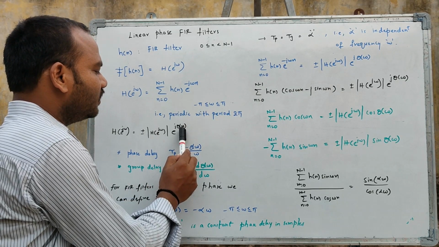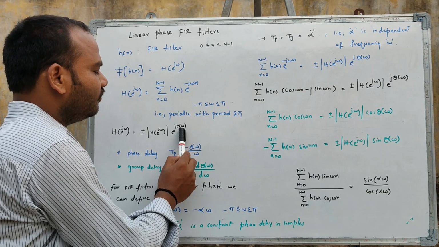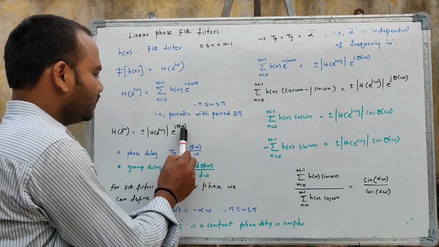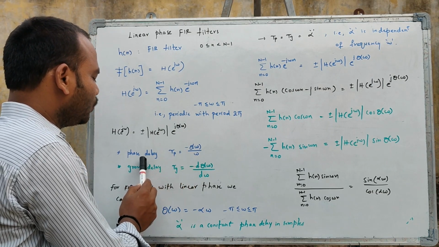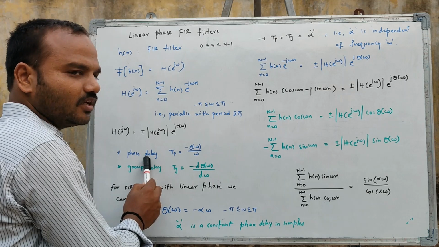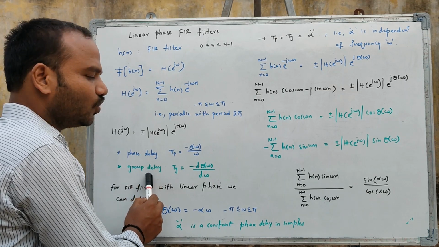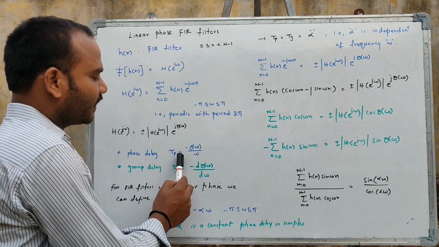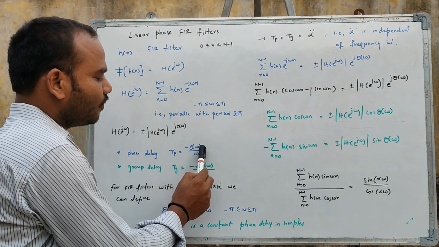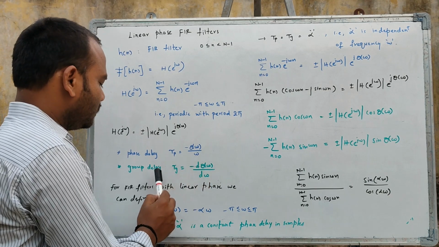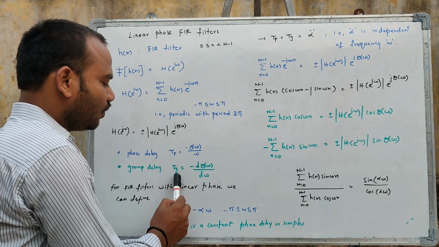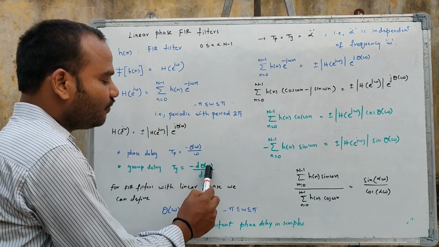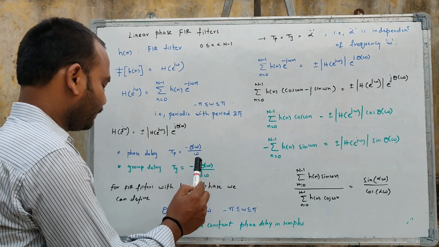Here this theta of omega, if we are expecting to have linear phase, for this first we will define two types of delays. One is phase delay, the second one is group delay. Phase delay is tau subscript p, equal to minus theta of omega by omega, whereas group delay is defined as tau g. Tau g is equal to minus the derivative of theta of omega with respect to omega.